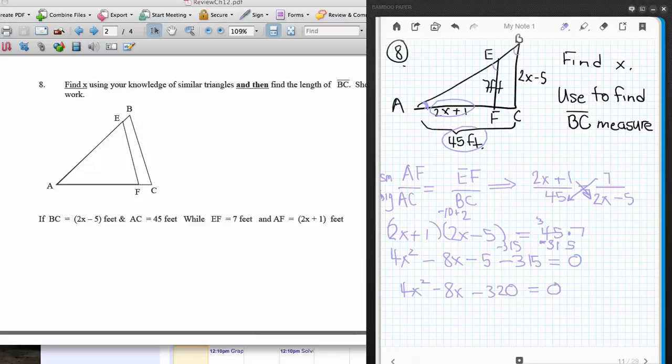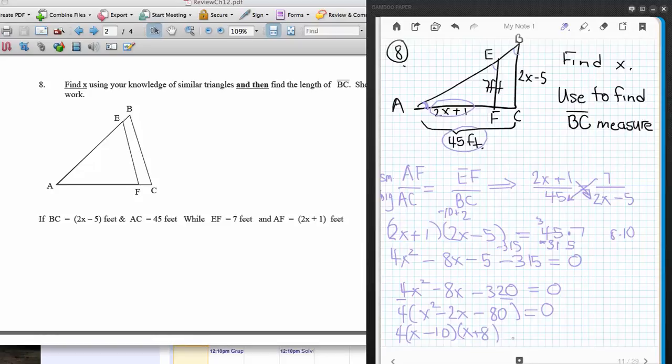And so what I'm going to notice here is there's a GCF of 4 in here. This is divisible by 4 as well. So I'm going to take out that GCF of 4, giving me x squared minus 2x, and then minus 80, and that's equal to 0. And then I need the factors of 80 that give me a difference of 2. So 8 times 10 are the two that come to mind, and they do multiply to 80, and they do give me a difference of 2. So 4 times x, and then minus 10 because it's a negative difference, and x, and plus 8.